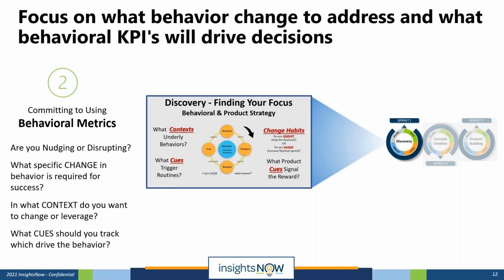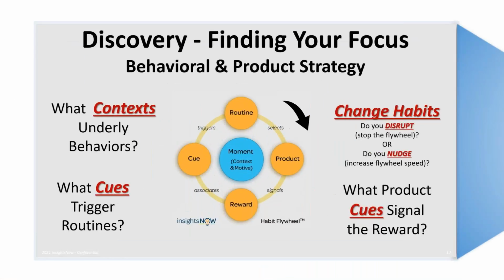If you're nudging, what metrics do you have in place that are actually measuring how well you're nudging? If you're disrupting, what measures do you have that are actually measuring how well something disrupts people? What specific change in behavior are you looking for, or is going to be required for this innovation to be successful? Or what specific change is a consumer hoping to accomplish? And how can you measure that specific change? What are the contexts? What are the cues? What are the triggers that could go on?